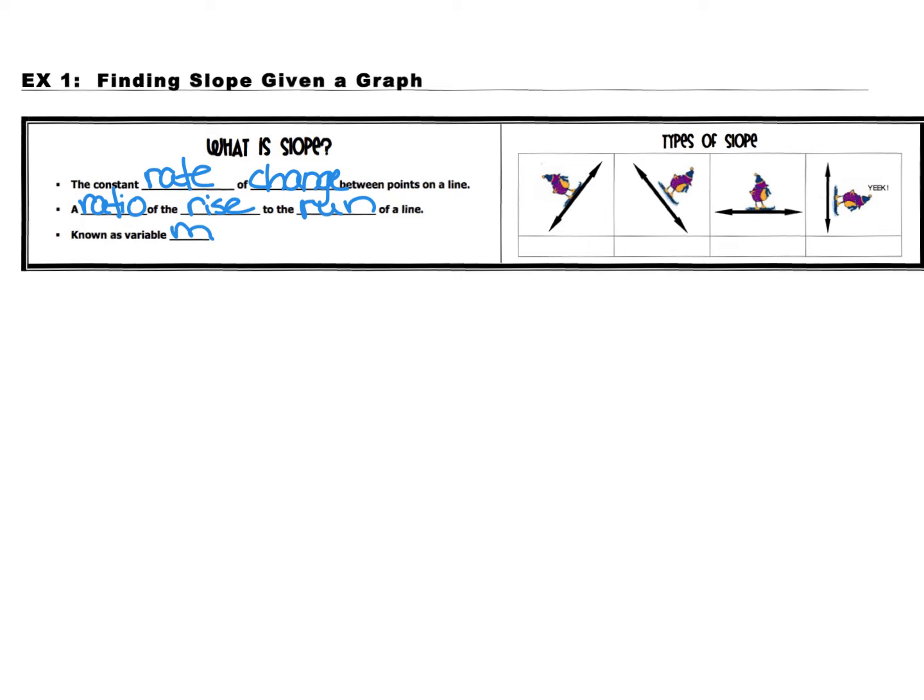And let's take a look at the types of slope. There are 4 different types that we will be talking about. So this one is considered the positive. If it goes up from left to right, kind of like you're reading a book, it is positive. If it's going down from left to right, it's going to be negative. If it's a straight line across a horizontal line, that is considered a slope of 0. And then the straight up and down, that is undefined.